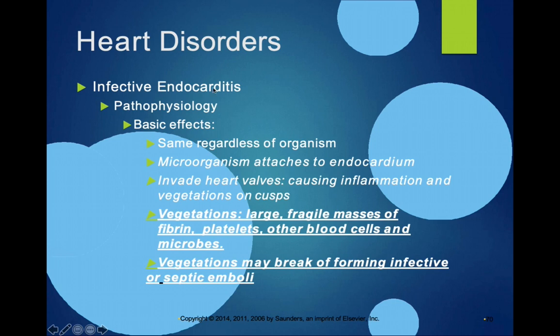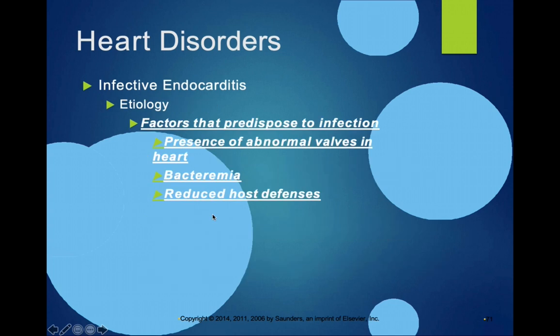Okay, so that's infective endocarditis, right? These microorganisms attach to the endocardium, and that's where the heart valves are, and they cause inflammation and vegetation on the cusps of the valves. Remember, tricuspid, bicuspid, so vegetations. Factors that predispose to an infection are the presence of abnormal valves in the heart, bacteremia, and just reduced host defenses.